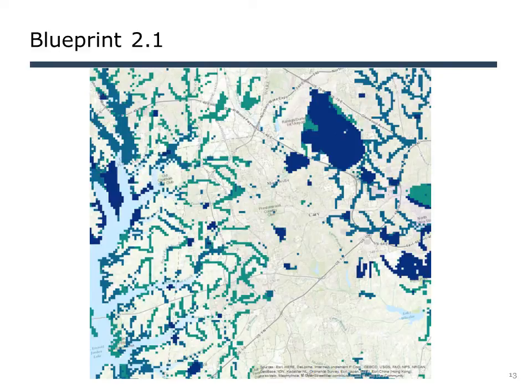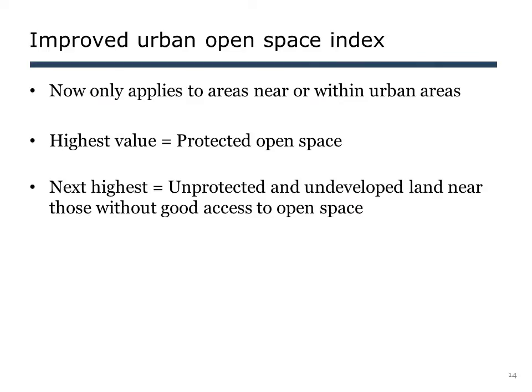Now here's 2.1. So we've captured a lot of those protected open space, and we've captured a lot more of the sort of riparian and aquatic areas important for water supply. So good improvement. One big thing is our improved urban open space index. First off, it only applies to areas near or within urban areas. So we've now snapped it back to just areas that are kind of the census definition of urban areas with a buffer. And now within that area, we can put the highest value on already protected open space. So that's how we're able to pull out some of these smaller embedded green spaces.